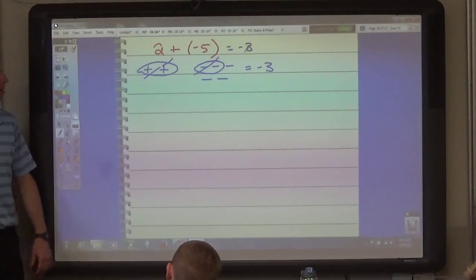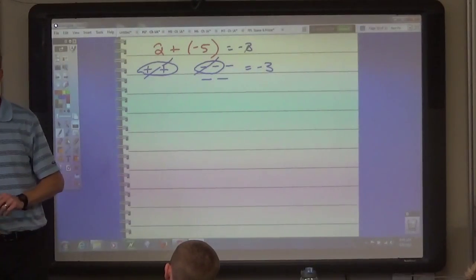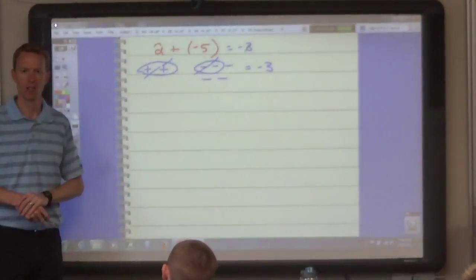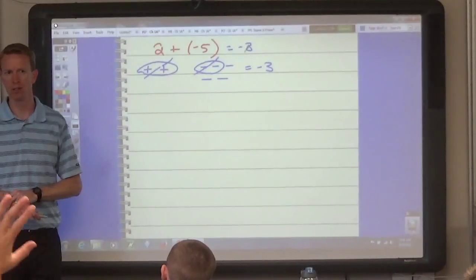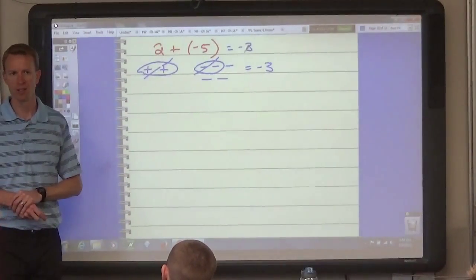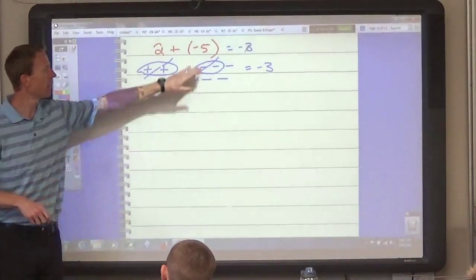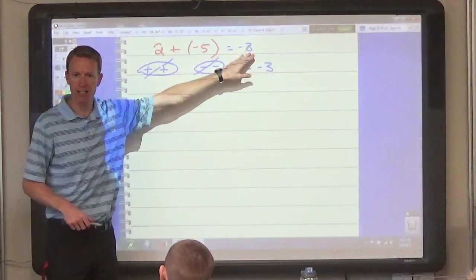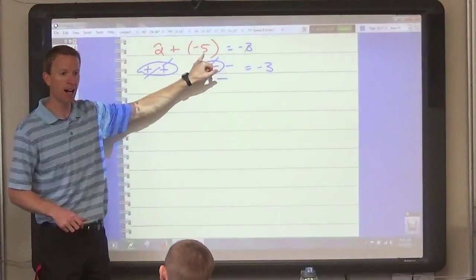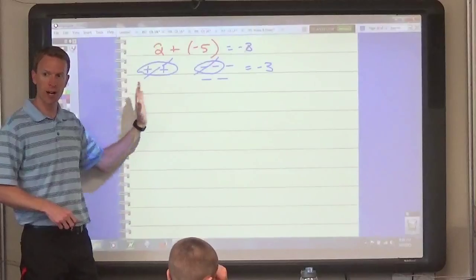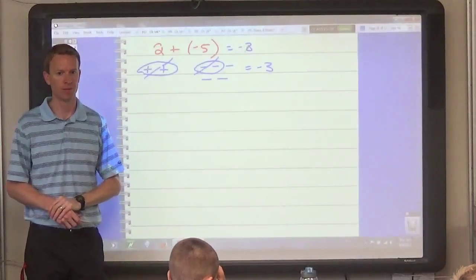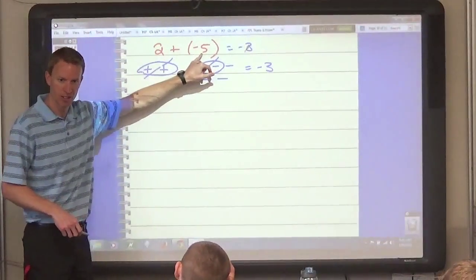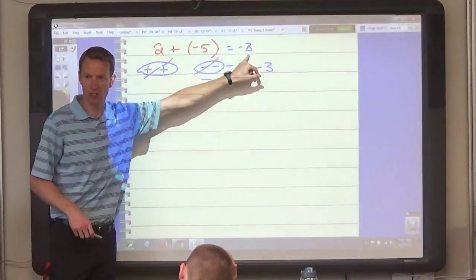Okay? Which one has the bigger absolute value? Is it negative 5 or 2? Which one has the bigger absolute value? Sam? Negative 5. Negative 5 has a bigger absolute value. That's why our answer is negative at the end. Because the negative 5 is farther away from 0 than 2. Okay? So the one with the bigger absolute value is going to tell you whether the answer is positive or negative.